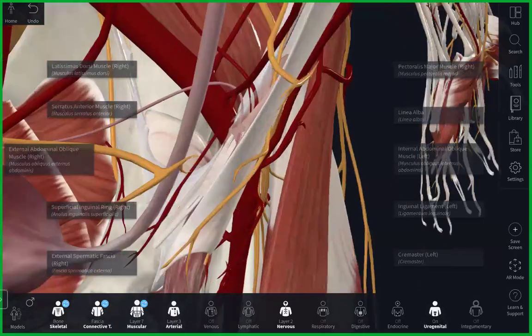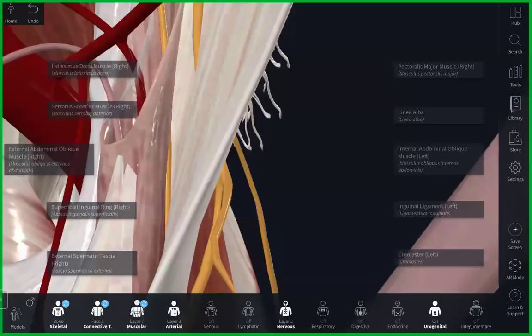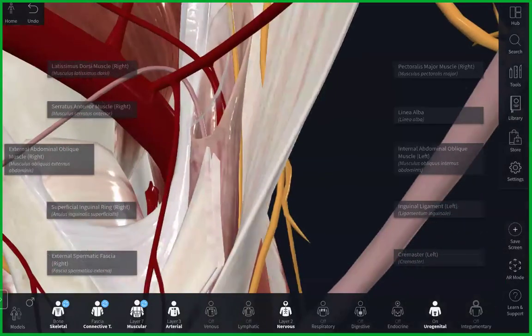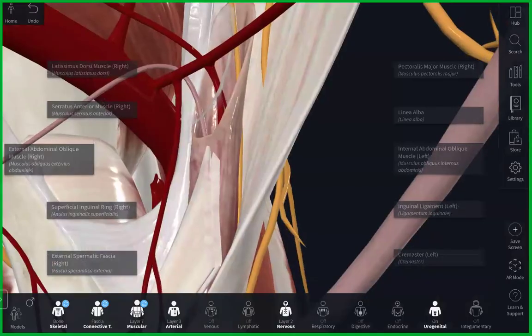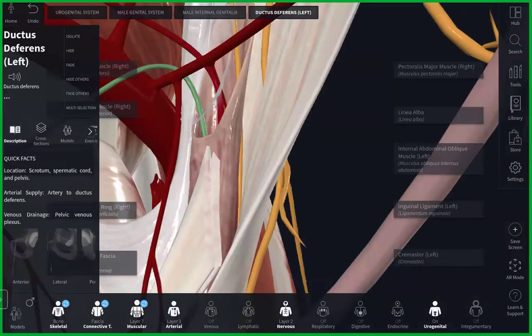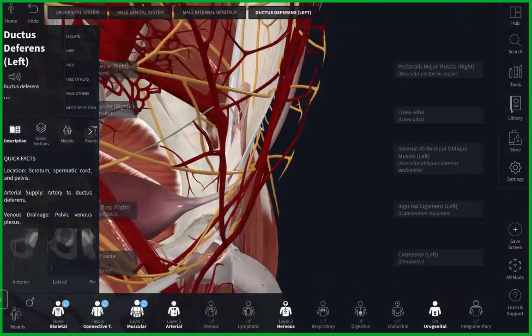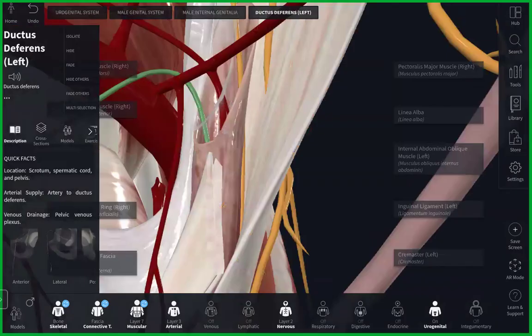Okay. So you can see that some structures are entering the inguinal canal. This is our testicular artery. We didn't add veins, only the important ones you can see. This is our ductus deferens. Now remember, ductus deferens is not entering.